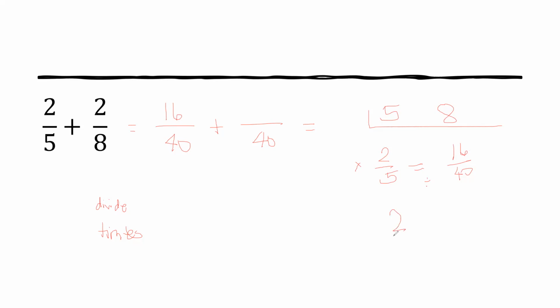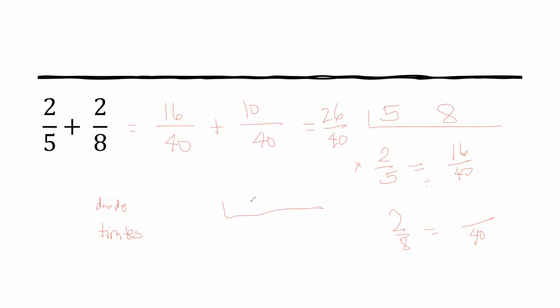Let's try our 2/8. 40 din ito. 40 divided by 8, 5. 5 times 2, 10. That will be 10. So ngayon, parehas na sila ng ilalim, so mas madali na natin silang i-add. 16 plus 10, 26. 26 over 40. The question, naka-lowest term ba siya?